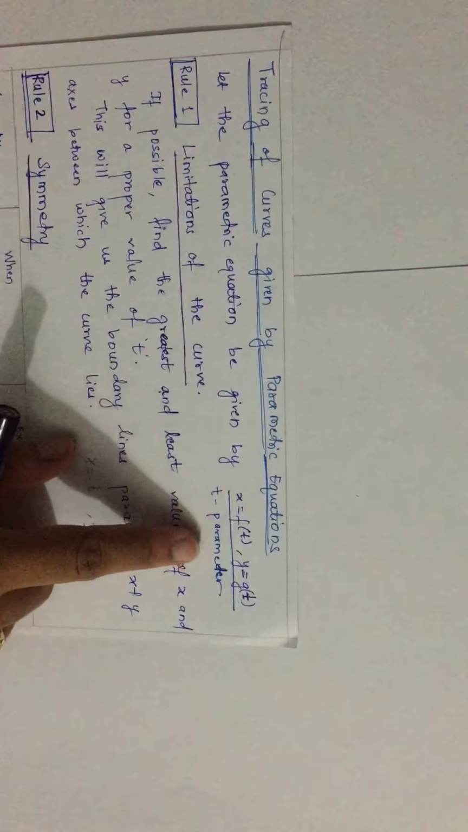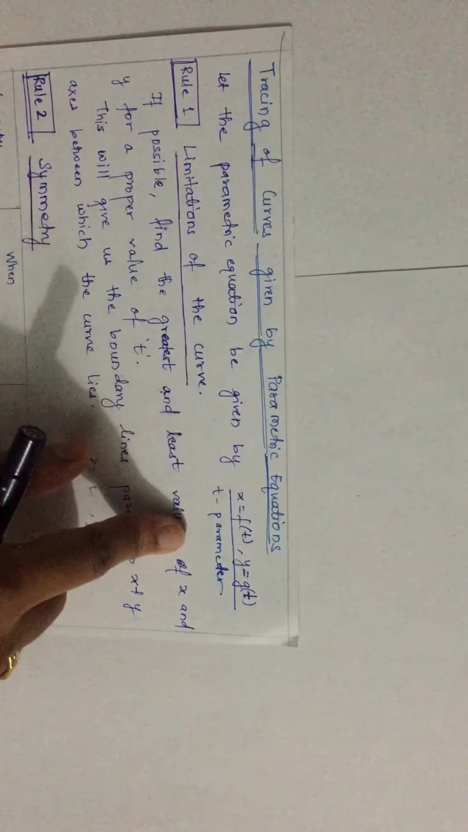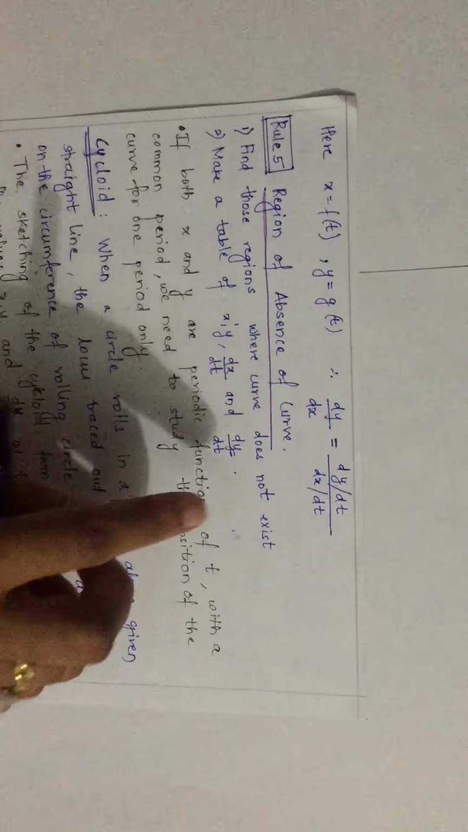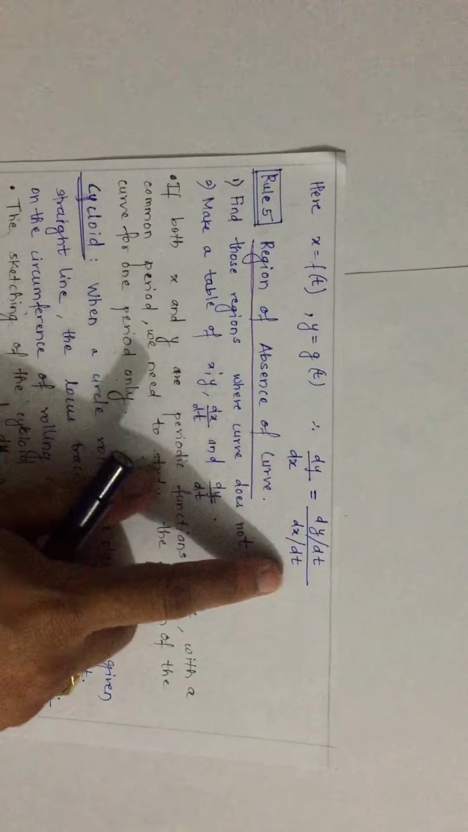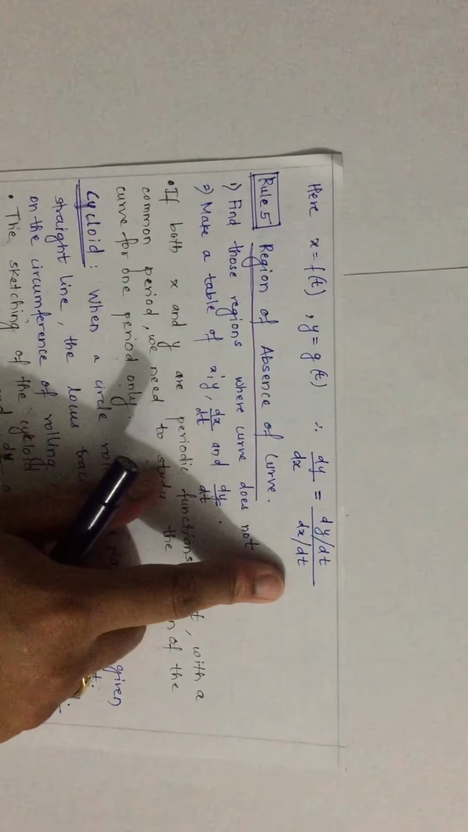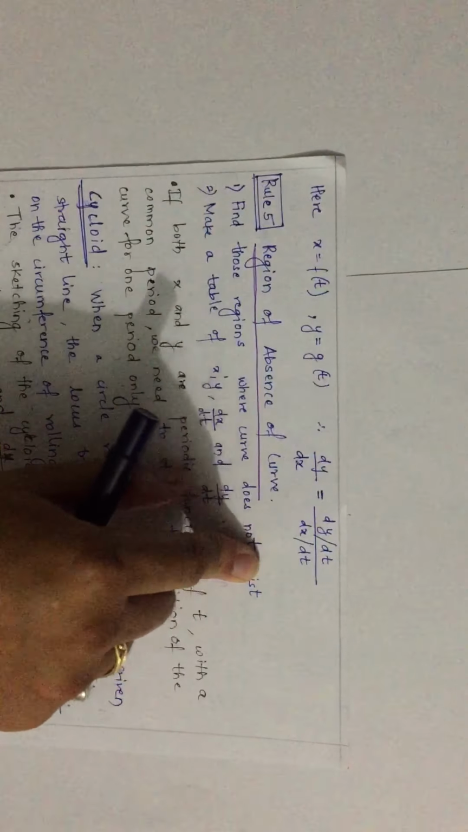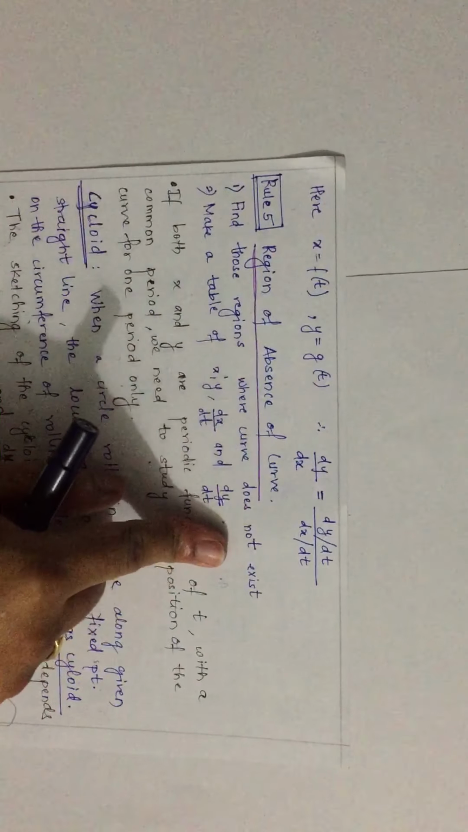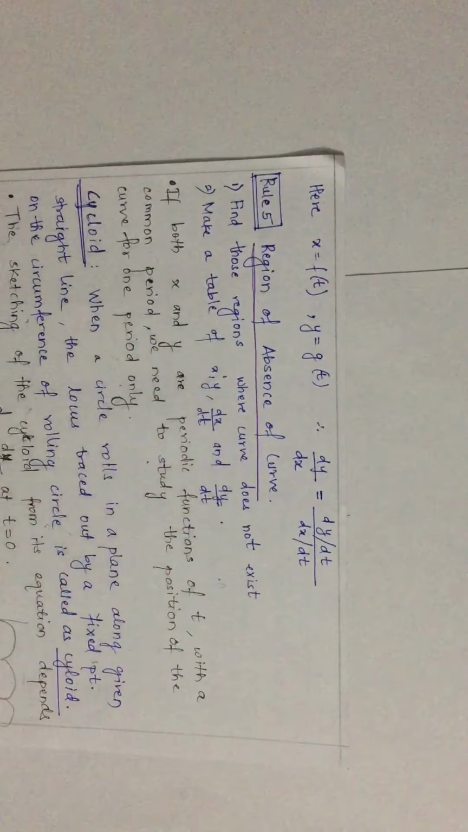Now here we have functions x equal to f of t and y equal to g of t, that is, x and y are dependent on t. So obviously dy by dx can be written as dy by dt upon dx by dt, and hence you can find the tangents parallel to the x-axis or parallel to the y-axis.